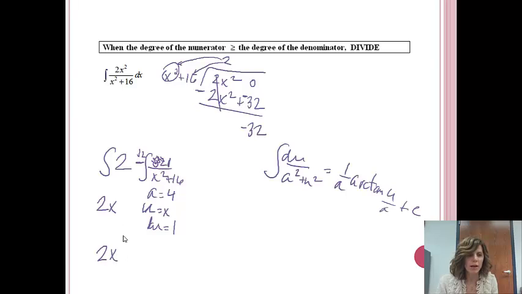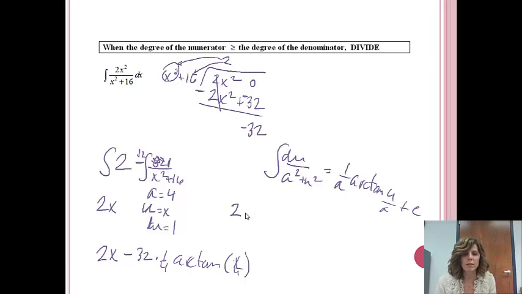So I'm going to have 2x. I'm going to bring down my minus 32. My formula says 1 over a, so this is going to be times 1/4 arctan u over a. And then I'm just going to simplify because 32 times 1/4 is 8. So my final answer is going to be 2x minus 8 arctan x over 4 plus c. So that would be my answer.